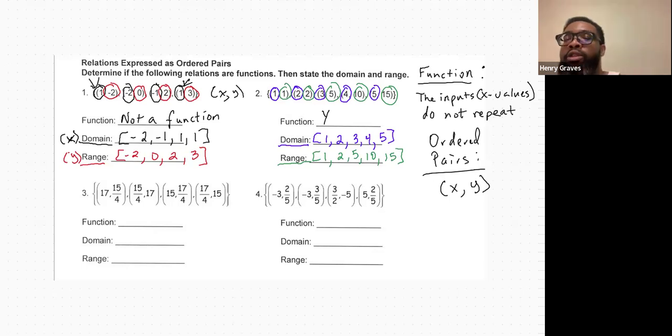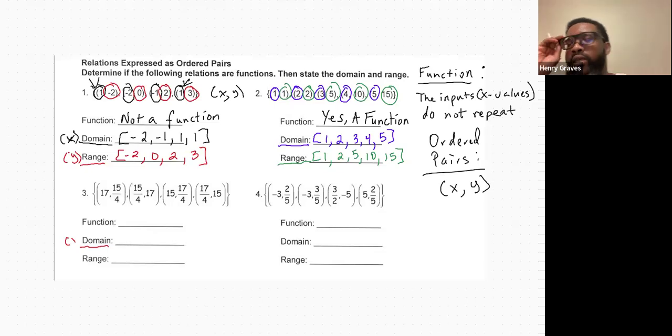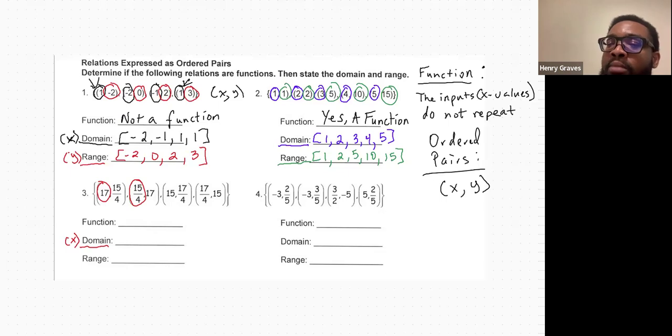I'll go ahead and do number 3 and number 4. Now notice that number 3 and 4 are a combination of whole numbers and improper fractions. So I'm going to go ahead and circle all my domains in red this time. So that's my x values, right? Now I know 17/4 is bigger than 15/4, so I'm going to put these in order from the smallest to the biggest.